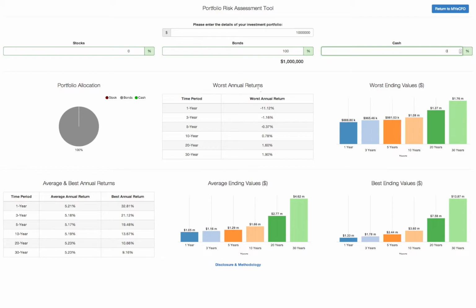Concentrate on worst annual returns and worst ending values. For completeness, I added average and best. But I think no one's going to cry with the average and best ending values and returns. They're going to get upset with the worst ending values and worst returns. So from a risk tolerance perspective, that's what I would concentrate on. And that's what I recommend to my clients to concentrate on.